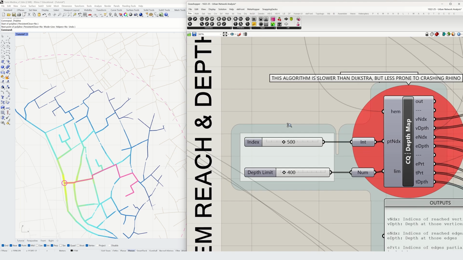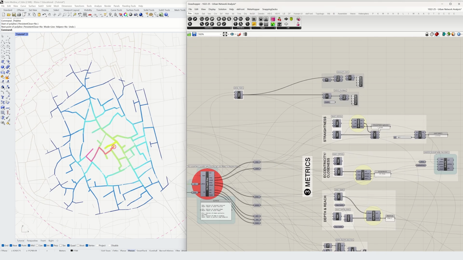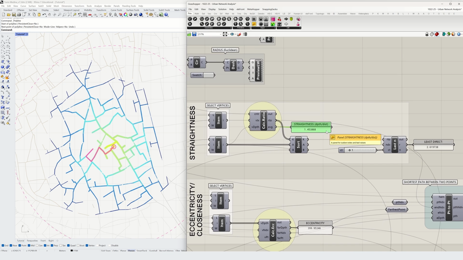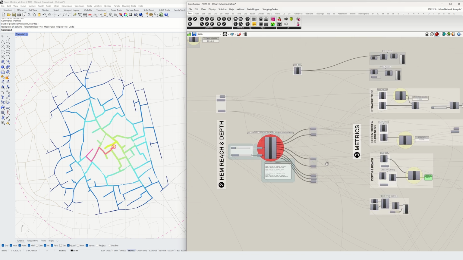Analyzing from a different starting vertex, we see the straightness ratio change, now over 1.45, and the least direct path has a value of 2.6, reflecting the more labyrinthine nature of this neighborhood. On the other hand, the reach has increased to 8,788 because the starting point is farther from the edge of the network and can expand in all directions.